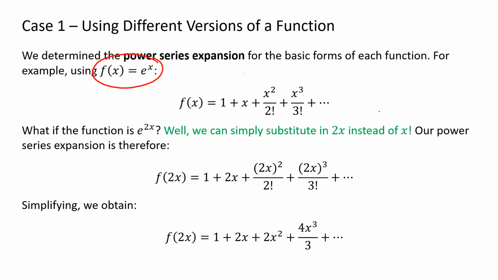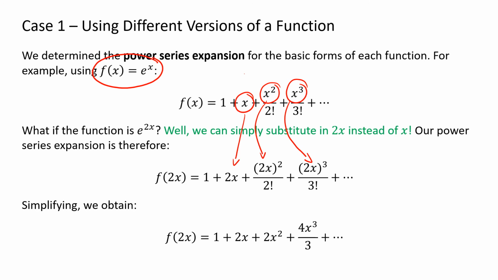If the function was instead e to the 2x, well, all you have to do is remember this is the function at x. Okay, so when it's x sitting in here. If we instead have 2x, we can simply write this as f at 2x and substitute in 2x for everywhere we have an x. So instead of x here, we have 2x. Instead of x squared, we have 2x all squared. So both the 2 and the x are squared. And for this term, we have 2x all cubed. Okay, so you are allowed to simply substitute that value in.